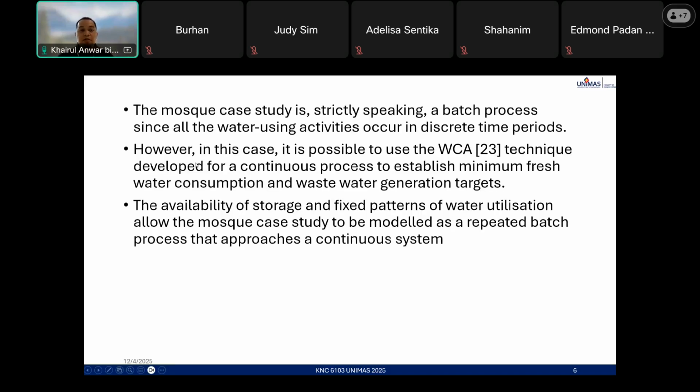Typically speaking, this is a batch process, since all the water usage occurs in discrete time periods. However, in this case, it is possible to use the WCA technique developed for continuous processes to establish minimum freshwater consumption and wastewater generation targets. The repeated pattern of water utilization allows the mosque to be modeled as a repeated batch approaching a continuous system.